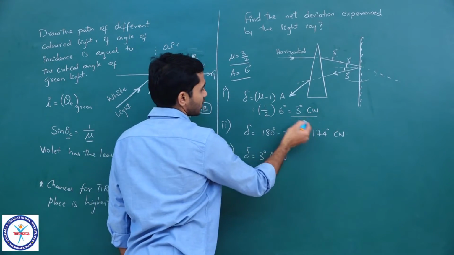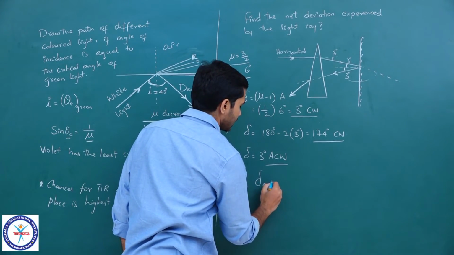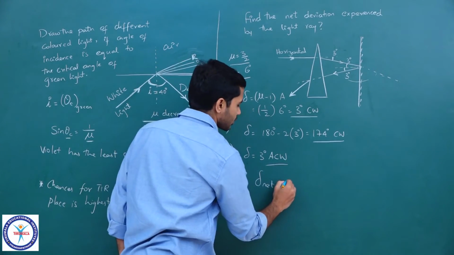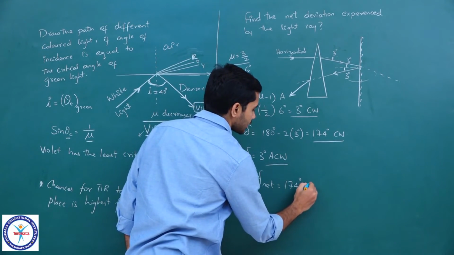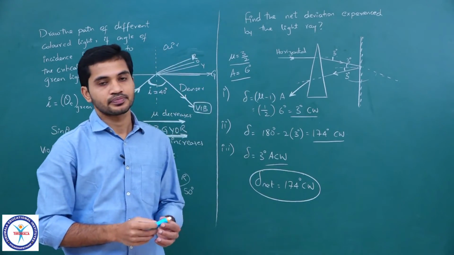So, we have 3 deviations, just find the net deviation. Net deviation will be this, and this will get cancelled out and we will be left with this. So, 174 degrees clockwise, right. So, that should be the answer. We will see a few more.